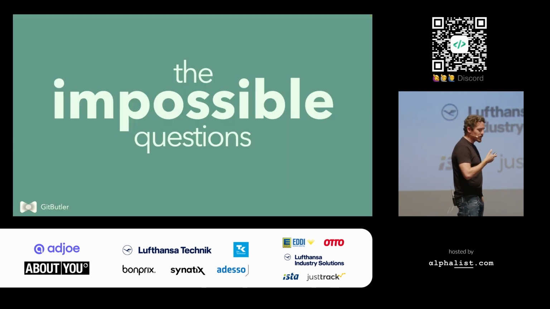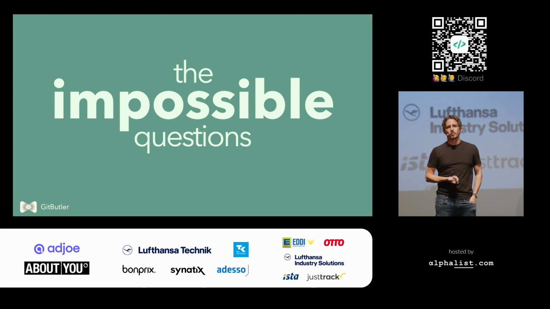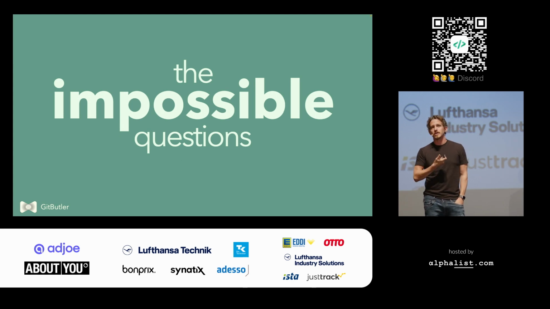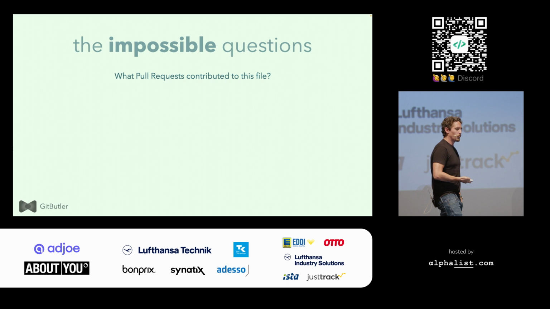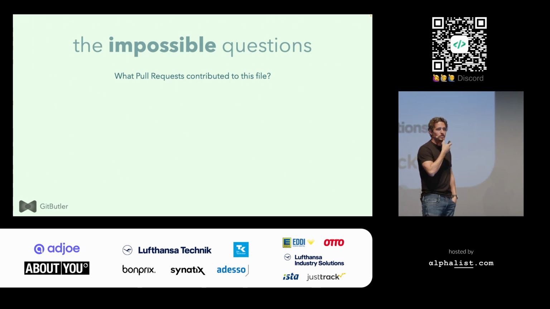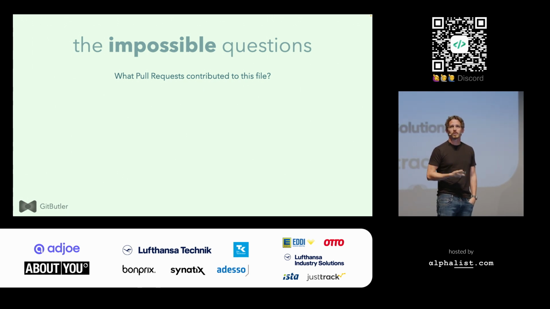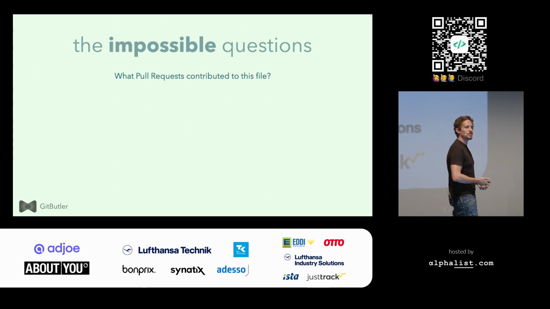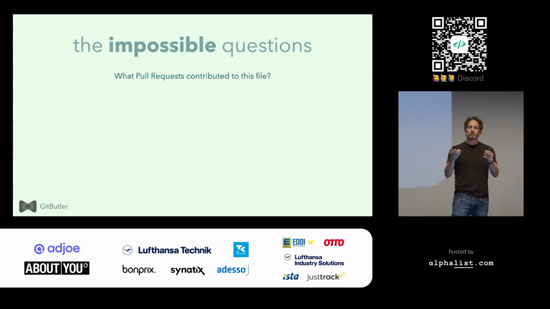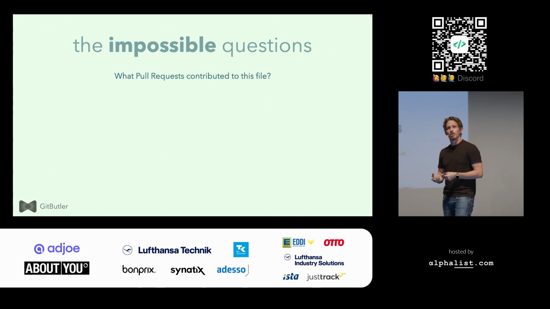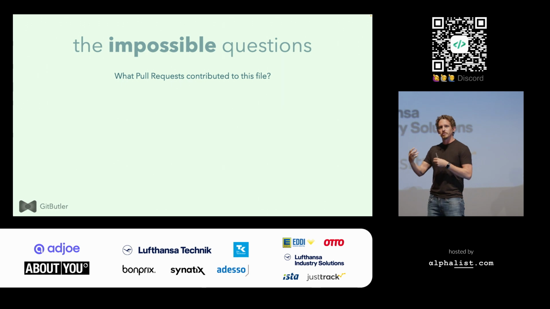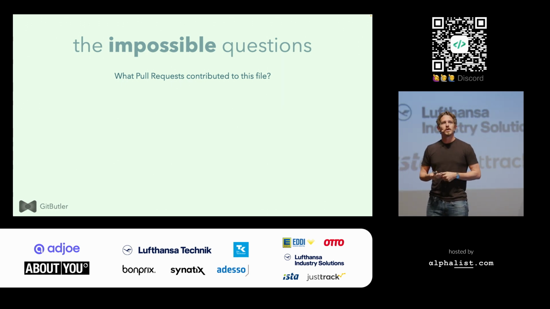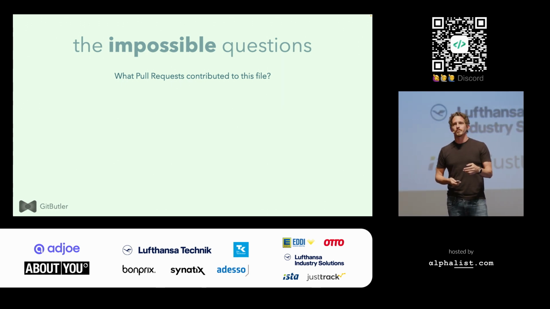And then lastly, I want to talk about the impossible questions. There are questions I would love to ask about my code that you can't ask about your code because Git has no access to this data. One is, and this is the most important question, especially in a modern GitHub-centered workflow: if you run a blame and you look at a line and there was a commit, what you really want to know, what I think is the most valuable thing if you're using this pull request-centric workflow, is what pull requests contributed to this file.